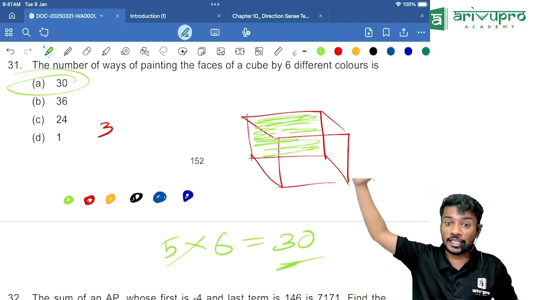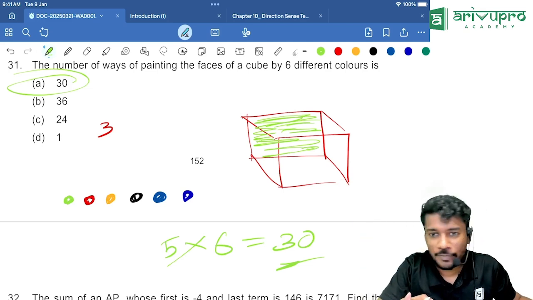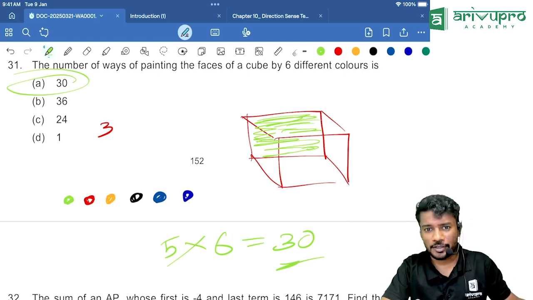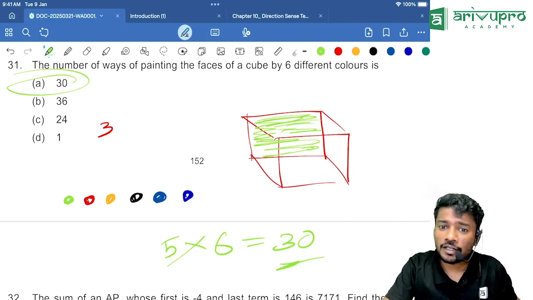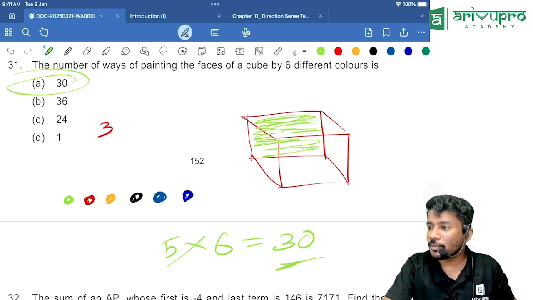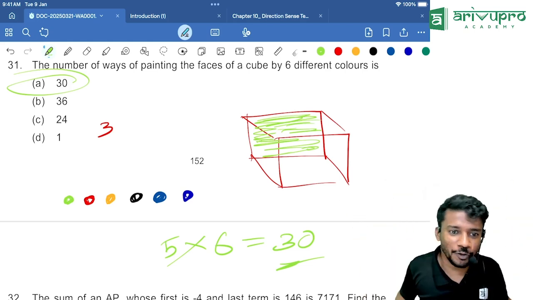In a cube, there is an even more difficult concept. There are 24 circular arrangements in a cube. How many faces are there in total? 6 faces. So how much is 6 factorial? 720. 720 divided by 24 is how much? 30. That is also there, but you never learned that concept. That's why I am not going with that.